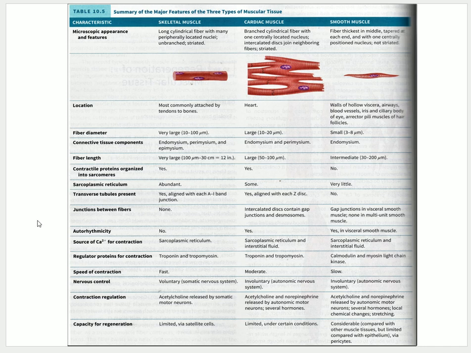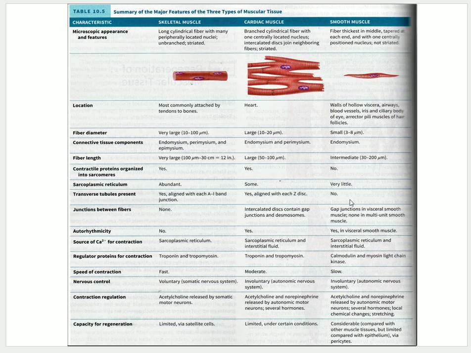Sarcoplasmic reticulum. So you remember the endoplasmic reticulum, the ER. So sarcoplasmic reticulum is basically like ER for muscle cells. Sarco anything is going to be muscle tissue. So we have a lot of sarcoplasmic reticulum in skeletal muscles. We only have some in cardiac, and we have very, very little in smooth.